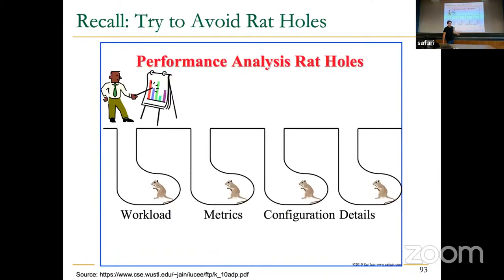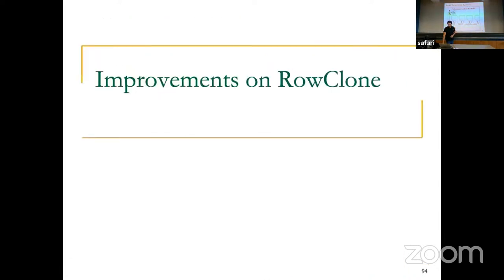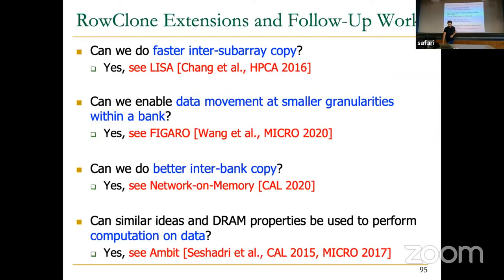Okay, when analyzing papers, and this is good advice for you as well, you will have to analyze papers. In this work, try to avoid rat holes when it comes to being critical about how the performance or energy analysis was done. Improvements on RowClone, as I said, the RowClone idea enabled many more ideas later. Like, for example, how to do faster inter-subarray copy, right? It's one of the weaknesses of the original RowClone. Well, the LISA paper provides some way of doing so. We are going to see it next.